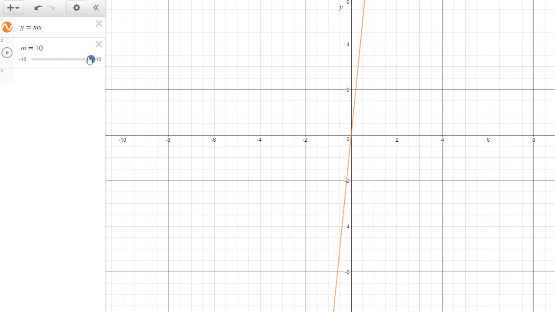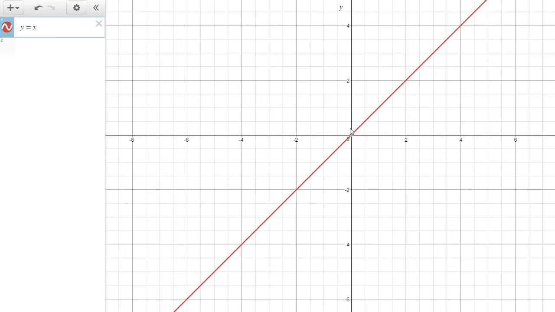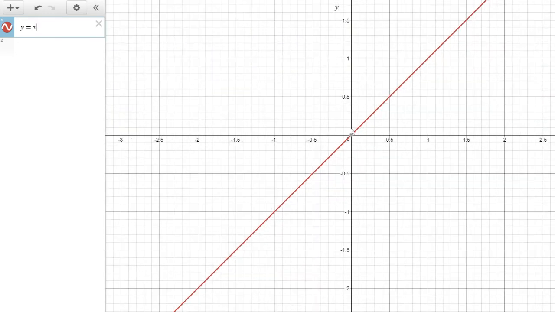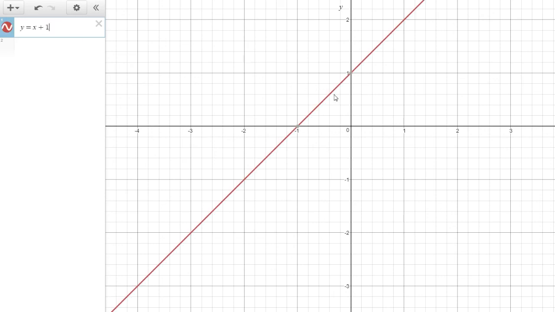Now that's not every single line, because we could have a line that looks like this. Say y equals x, but what if we wanted the same line, y equals x, to pass through the point 1 on the y axis? In order to do that, all you need to do is add 1 onto it. So we add 1 on, and then you have y equals x plus 1.